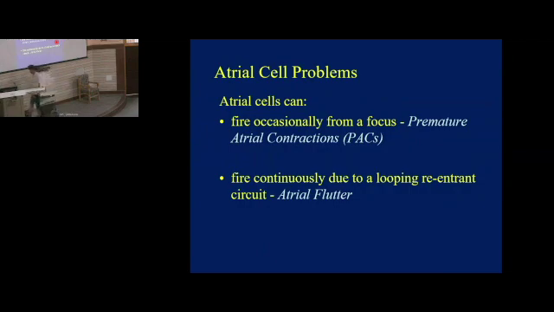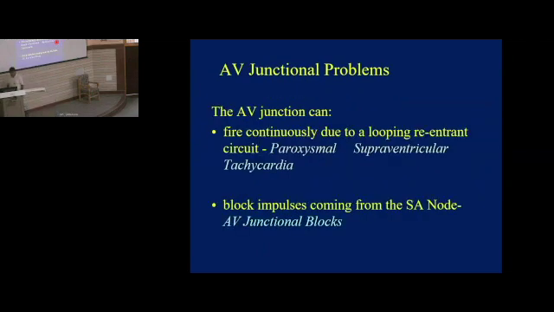Then we have problems at the AV junction. So what can happen at the AV junction? It can fire continuously due to, again, some looping reentrant circuit, okay? And we call this PSVT, paroxysmal supraventricular tachycardia. It can occur in paroxysms. Sometimes it occurs and then goes away.